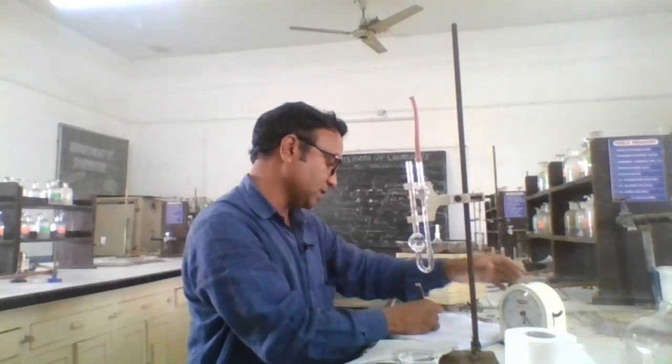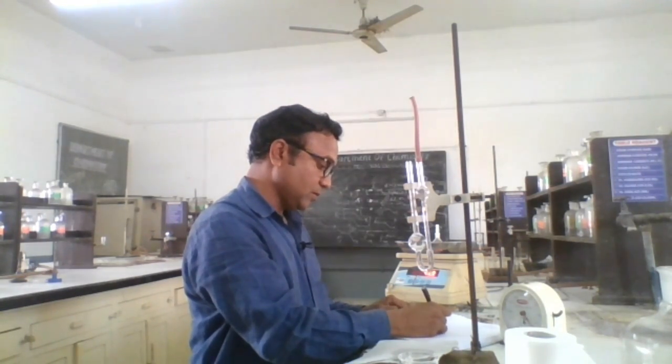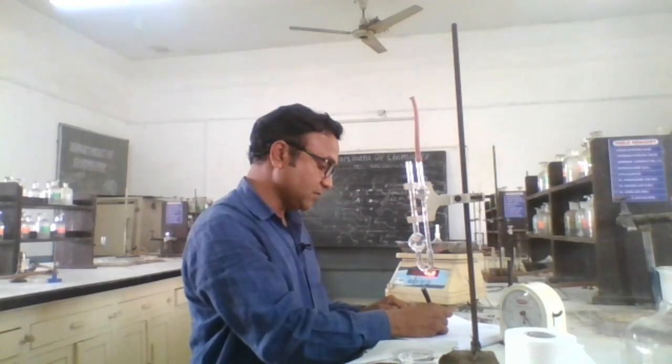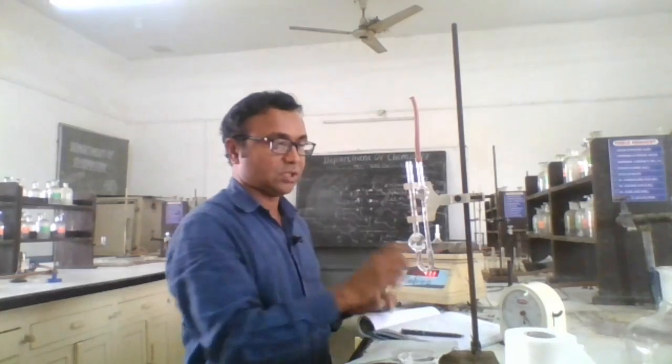So you write down the first reading for water, that is the flow time, the time of flow. This is the first reading, that is 26 seconds. In this way you should take 3 readings for water. This is the first reading.